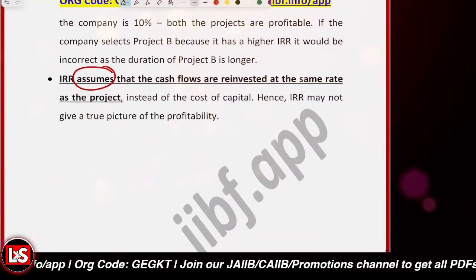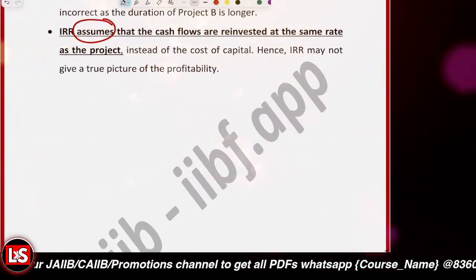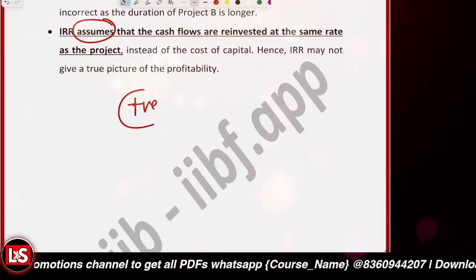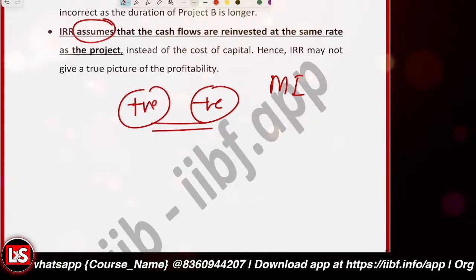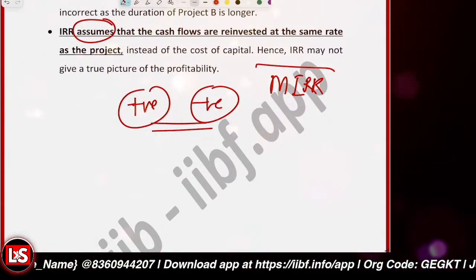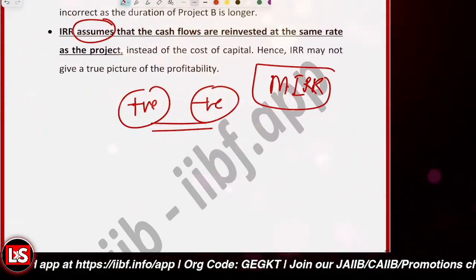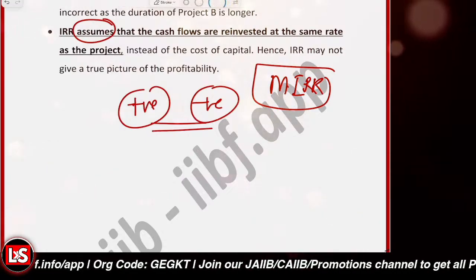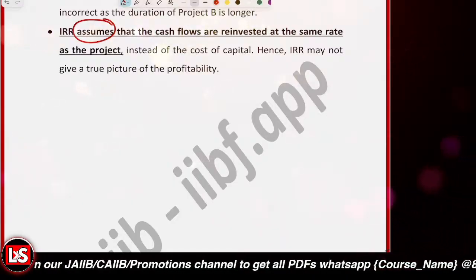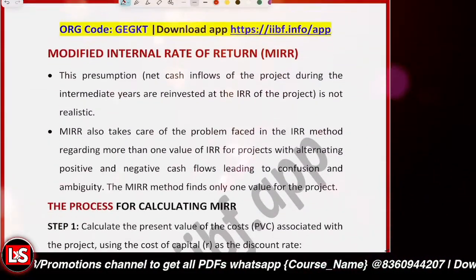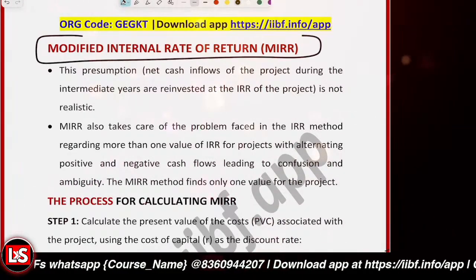Right? And further, if a project is having alternating positive and negative cash flows, alternating cash inflows and outflows, then you can have more than one IRR. That we say to be multiple IRRs could be there. And that is going to create a difficulty for decision making purposes. Then it is related to the MIRR, that is the modified internal rate of return.